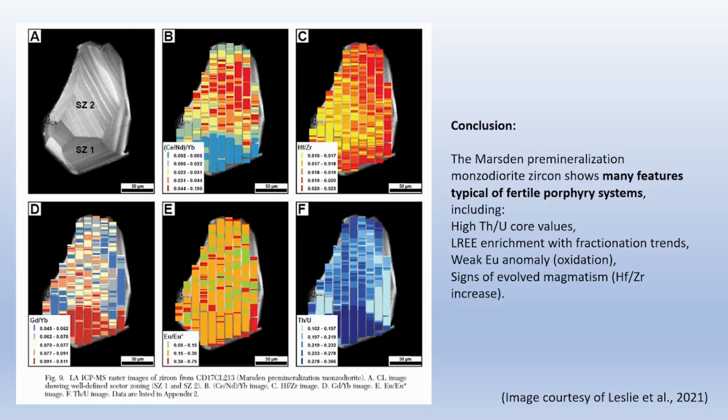So to wrap up this slide and put it all together, this zircon grain checks nearly every box for a fertile porphyry system. It grew in an oxidized melt with evolved geochemistry, and shows trace element trends that mirror what we see in systems like Oyu Tolgoi and El Salvador.